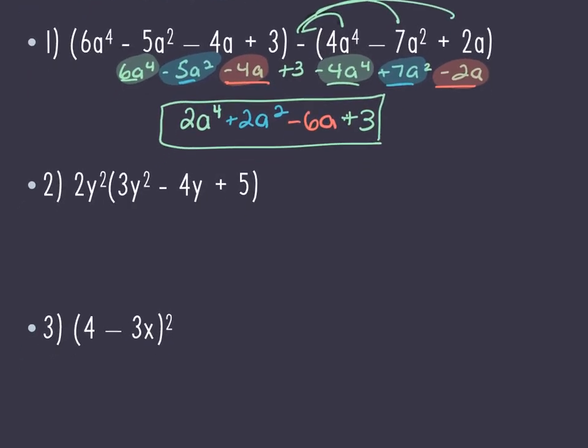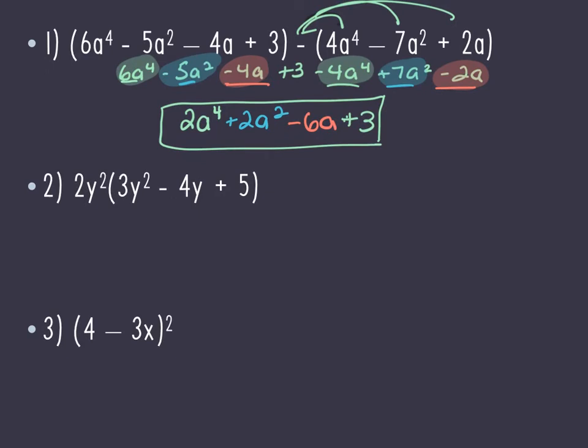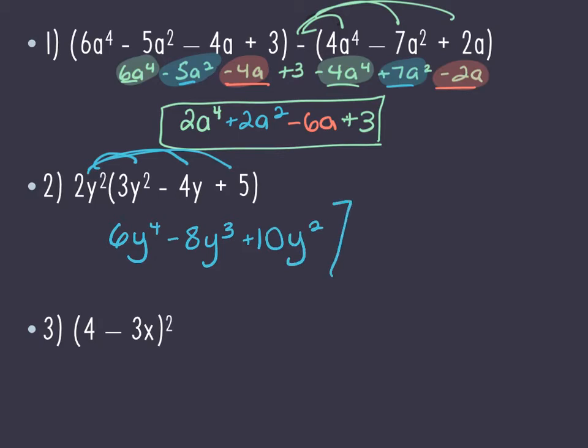All right, number 2, we're going to distribute that 2y squared to each of the terms inside the parentheses. So to the first one, I multiply the coefficients, 2 times 3, which is 6, y squared times y squared, which becomes y to the fourth. 2 times 4, well, that's a negative 4, so it should be negative 8, and then y squared times y to the first is y to the third. And the last one, 2 times 5 is 10. There's nothing to multiply the y squared by, so it stays that way. Questions on that one?